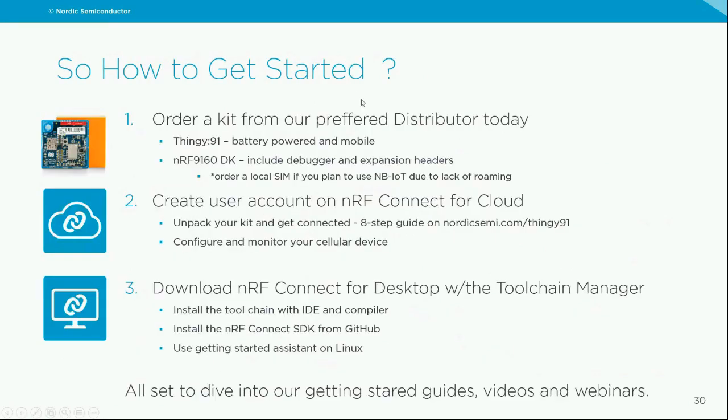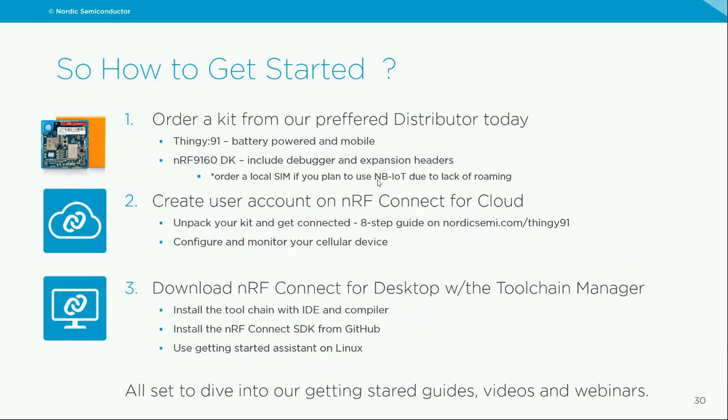So, very quickly, on how you get started on the 9160. Get hold of a kit, either a Thingy 91 or a DK that you wish to use. One thing that is very important to notice is that there are no global roaming agreements yet on Narrowband IoT. So if you are somewhere in the world where you wish to use Narrowband IoT connectivity, you should order and get hold of the local SIM card that you wish to use, because we are still waiting for global Narrowband IoT roaming agreements to come in place.